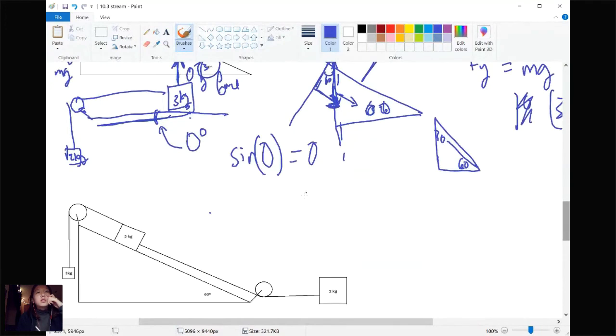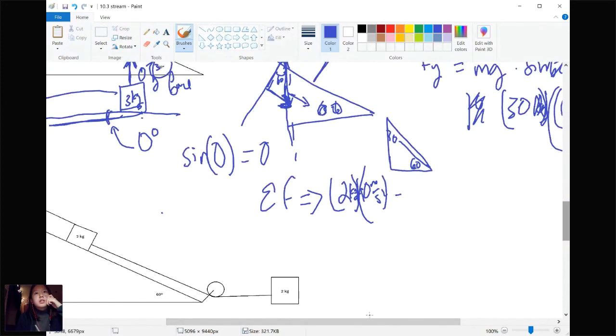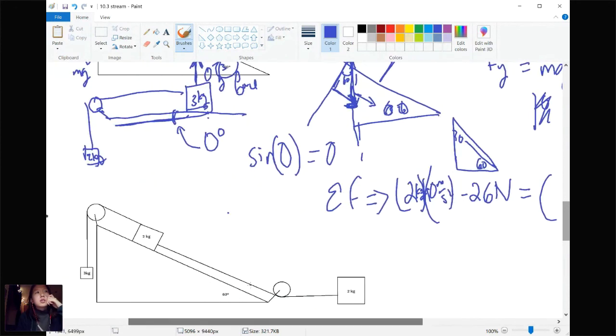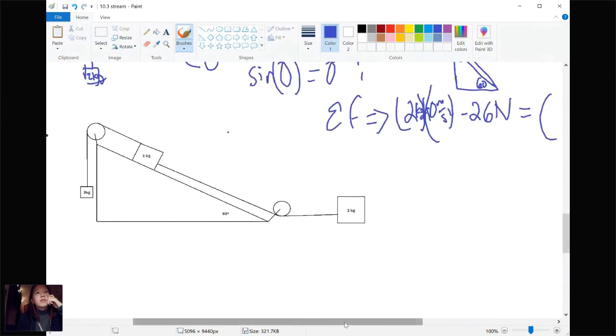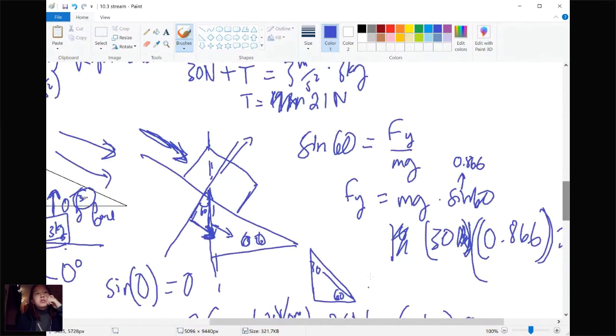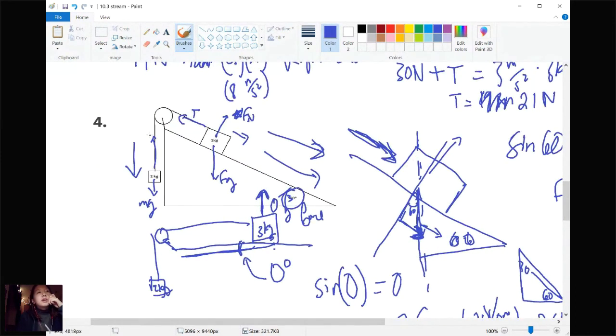So the total force is going to be 2 kilograms times 10 meters per second squared, minus 26 newtons that we got from the other force, is equal to the total mass, 5 kilograms, times acceleration. So this is going to be negative 6 divided by 5. It's going to be 1.2 meters per second squared, if you do the algebra correctly. My algebra skills aren't the most stellar today, but this guy is going down here at 1.2 meters per second squared, and this guy is going up here at 1.2 meters per second squared.